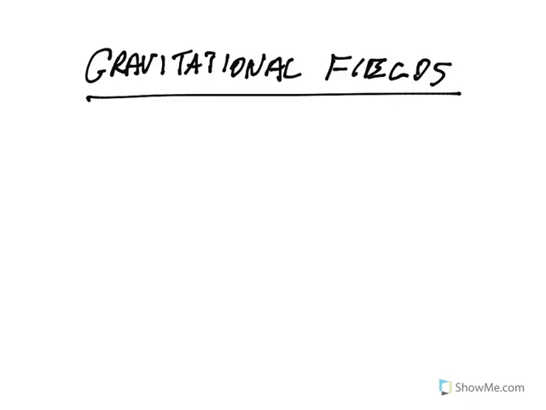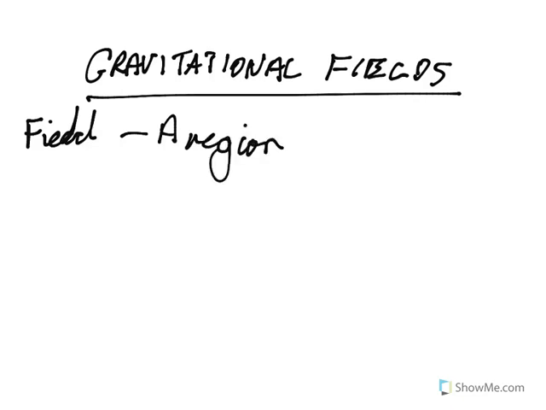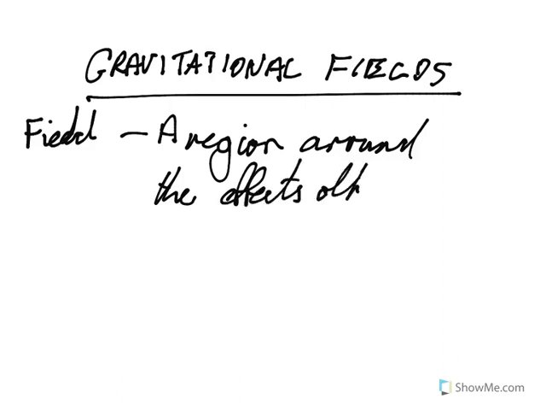Okay, this is the first lesson in our next area of study, how do things move without contact. So it's about fields, essentially. Fields, so a field is just a region around something, an object or whatever, that affects other things.